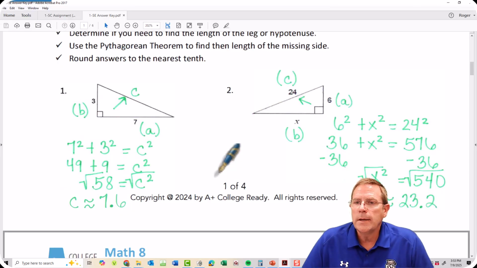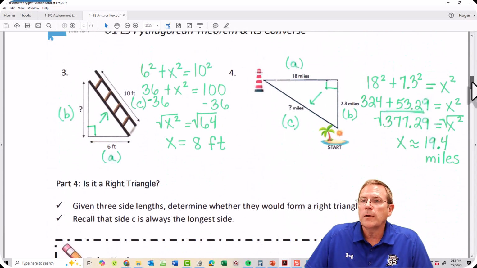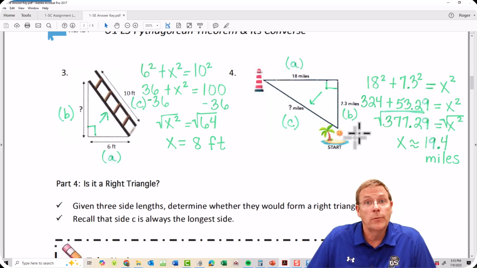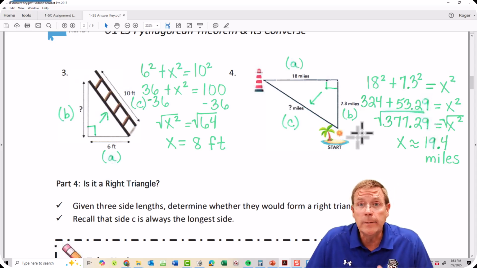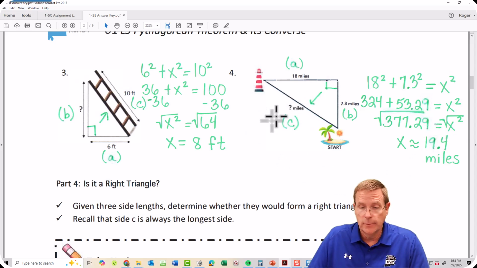All right, here's the answer key for number 2. Hopefully you got the correct answer. You're looking for a leg, so your answer should have been 23.2. And then here's going to be the answer key for number 4. They didn't carry their units all the way through like they should have. You really need to be carrying your units all the way through. I'm going to expect you to do that just like I did in the example. In the end, the final answer should have been 19.4 miles, and they were looking for side C, the hypotenuse.